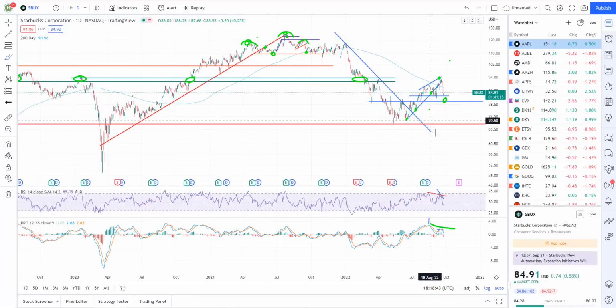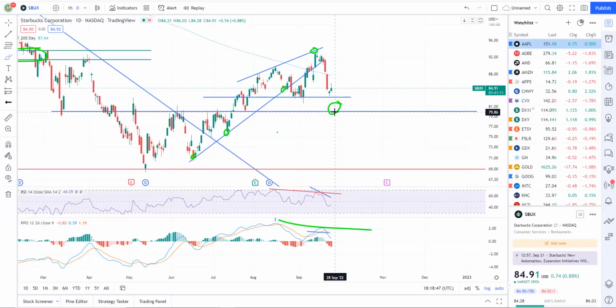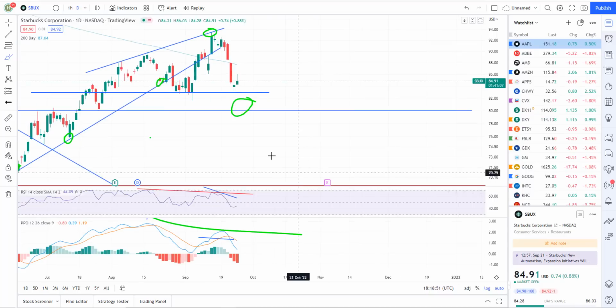Obviously, it could go a lot lower, but the projected target that I've had right now for the entire time of this trade is at 80. So I did take some off, took about half my short trade off on Friday as we hit that support. And then I'll probably look to just take the rest off if we drop down to this $80. That's all I have on that one.